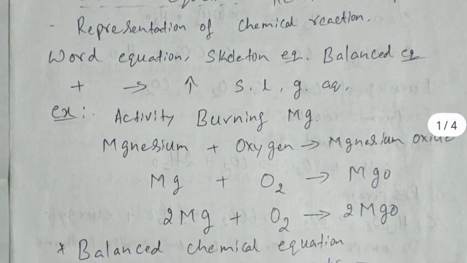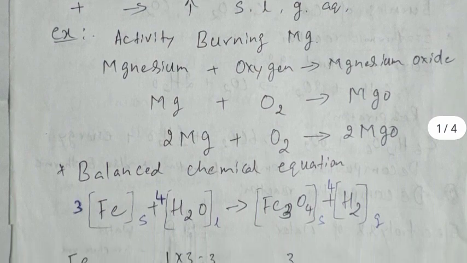The best example is the activity of burning of magnesium. First of all, you have to know about the element. Magnesium is a metal, a soft metal. Not completely soft like gold, but a little bit soft, because it easily catches fire. When we burn magnesium, it reacts with the oxygen present in the air. So magnesium reacts with oxygen and produces magnesium oxide.